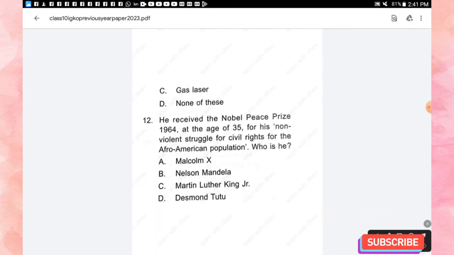Question number 12. He received the Nobel Peace Prize in 1964 at the age of 35 for his non-violent struggle for civil rights for the Afro-American population. Who is he? Options are Malcolm X, option B is Nelson Mandela, option C is Martin Luther King Jr. and then option D is Desmond Tutu. The right answer is option C, Martin Luther King.